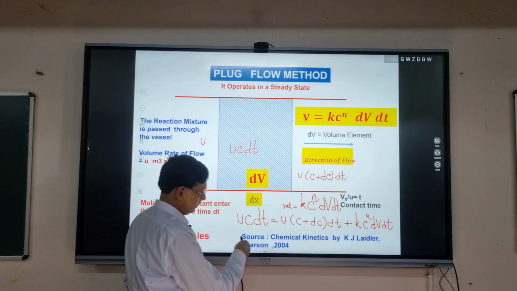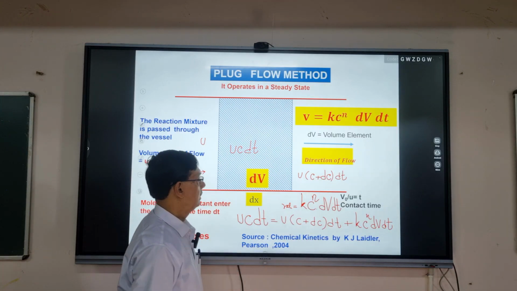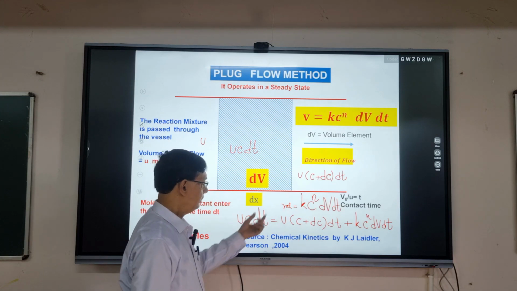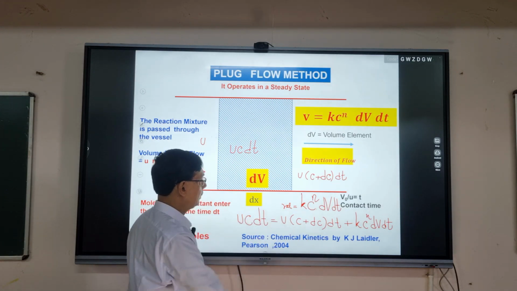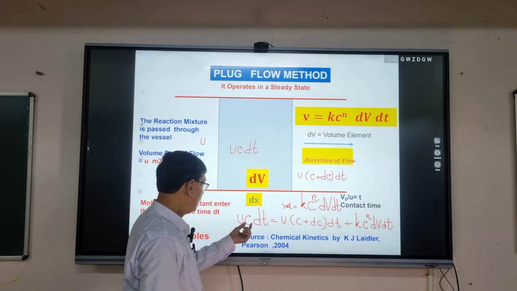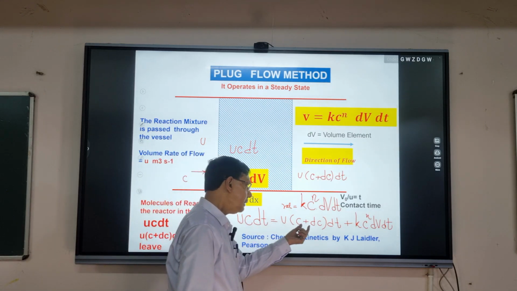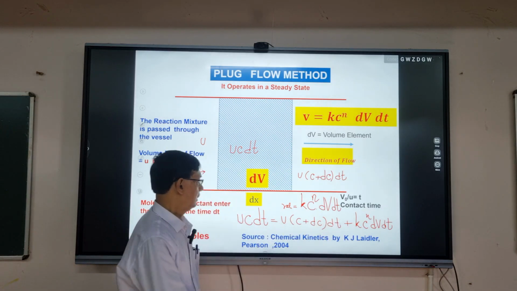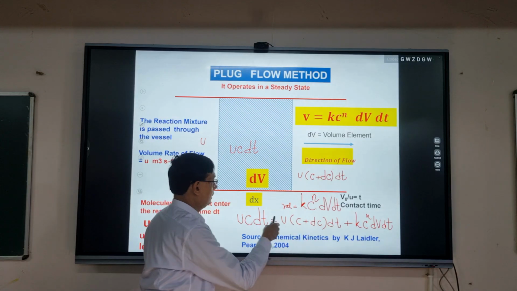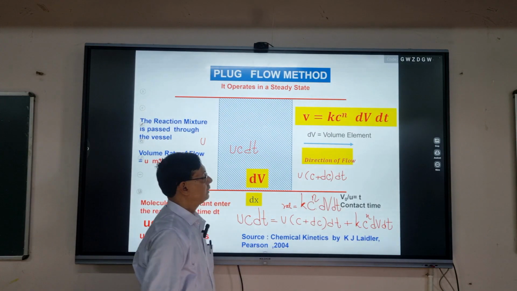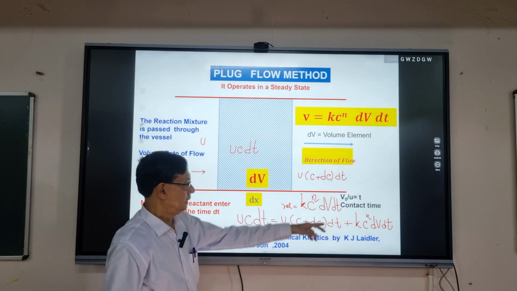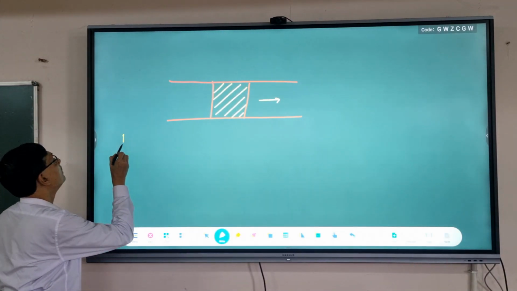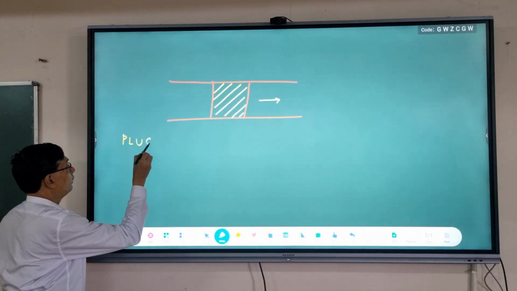And from that equation, if you equate these, you can calculate the rate constant. How do I equate these things? I can write u c dt is equal to u c dt plus u dc dt plus this term. So this u c dt can be cancelled out. By that method we can calculate this k. I was talking about the plug flow method.